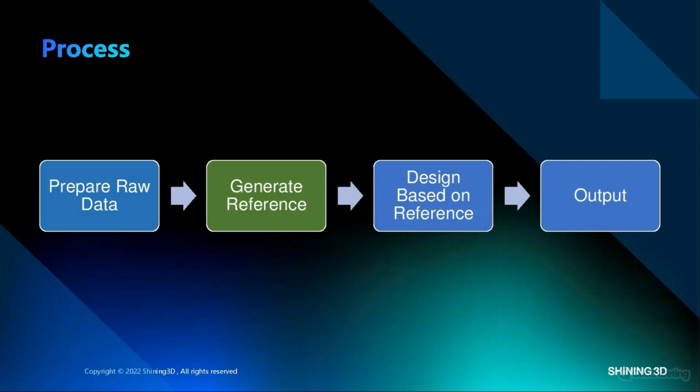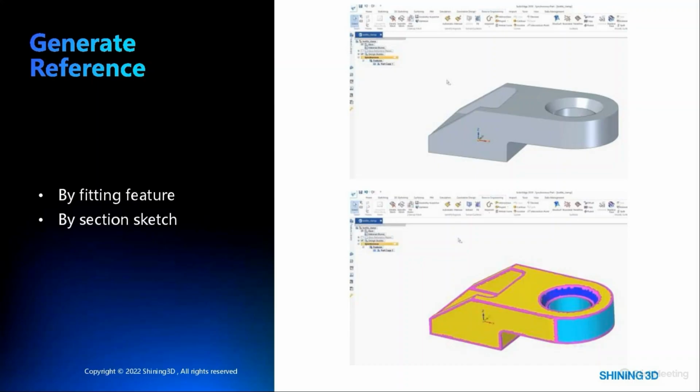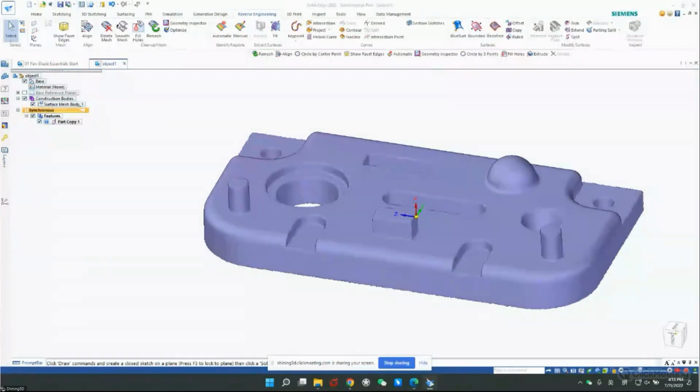And the next step we want to talk about will be generate reference. Here's what we want to do to generate reference in the scan data. Mainly, there are two things we can do with SolidEdge. One is by fitting features, and the other one is by section sketch. Okay, let's go back to our software. We're gonna walk through both of them.